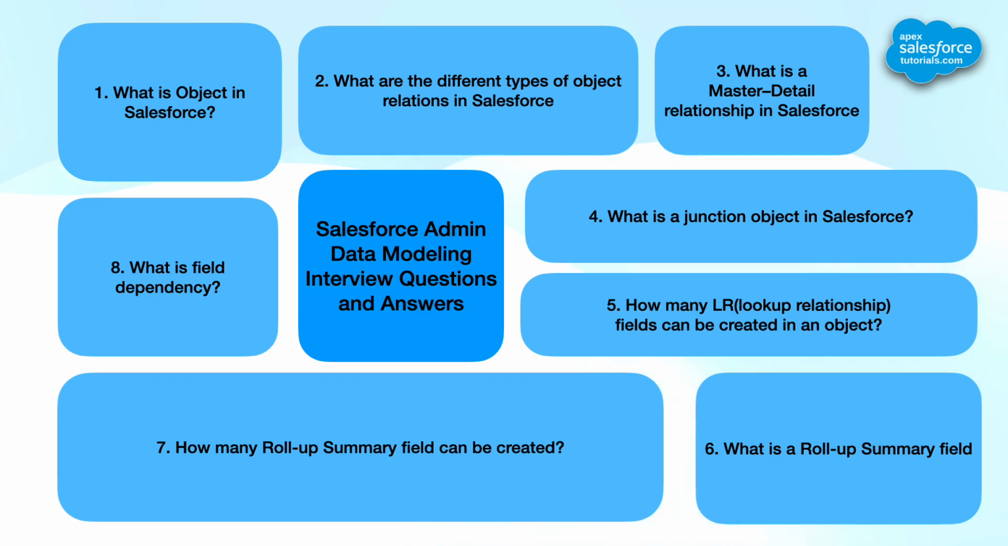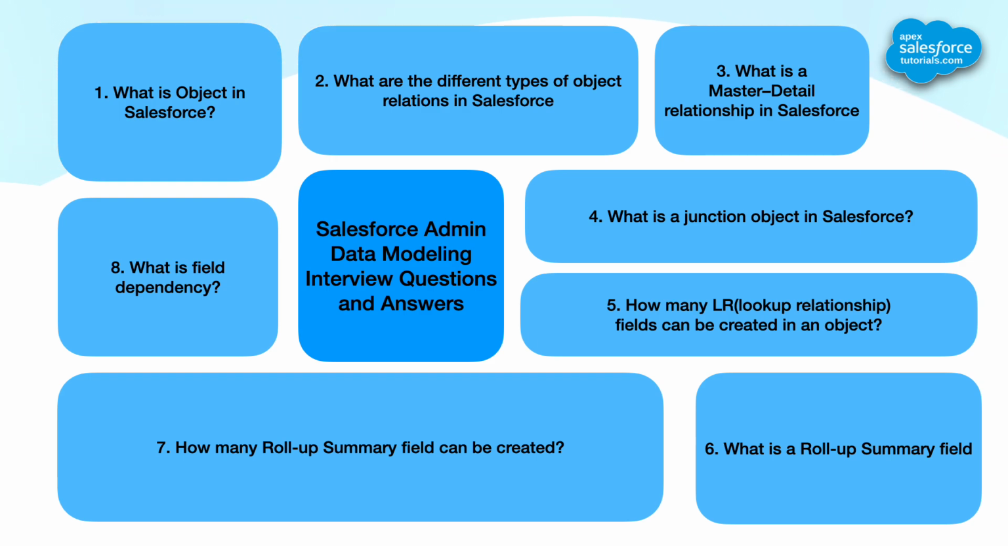Fourth, what is a junction object? Junction objects facilitate many-to-many relationships. For instance, in a recruiting app, a job application object links positions and candidates, connecting data effectively. Fifth, lookup relationship limit. An object can have a maximum of 40 lookup relationship fields.